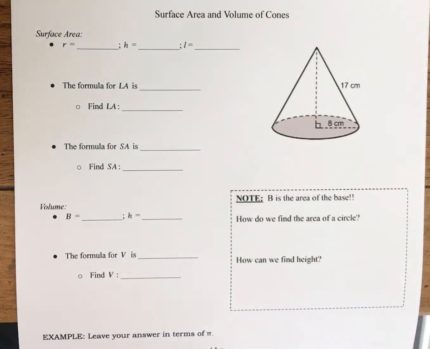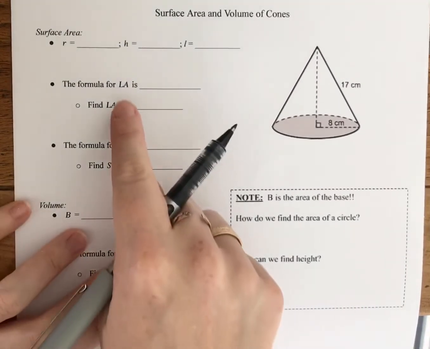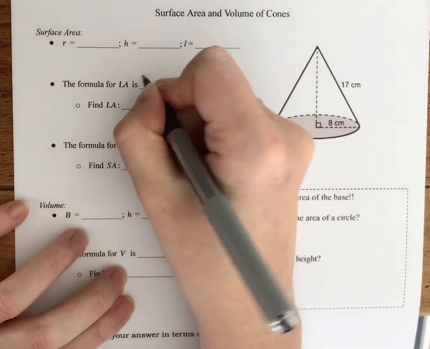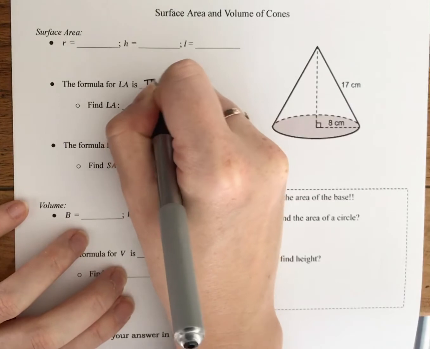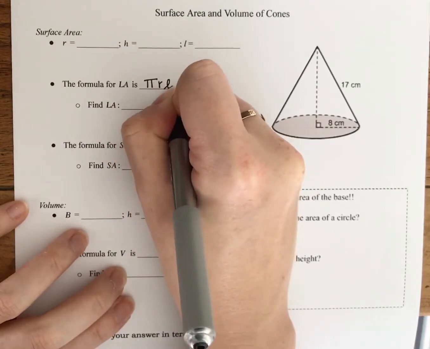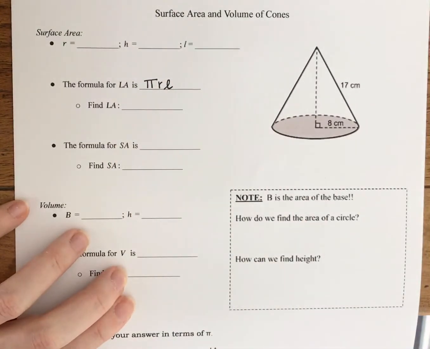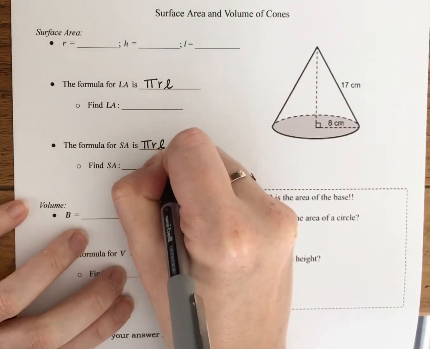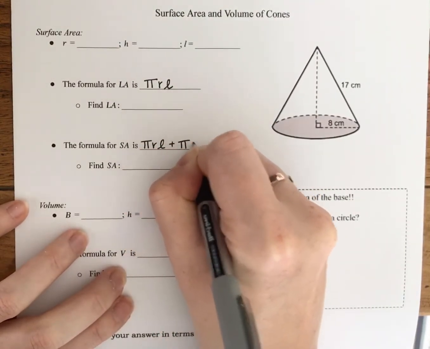All right, this video is going to go over surface area and volume of cones. So from your formula chart, we can see that the formulas for our lateral surface area and total surface area are as follows. Lateral surface area is pi r L, okay? And then total surface area is pi r L plus pi r squared, okay?